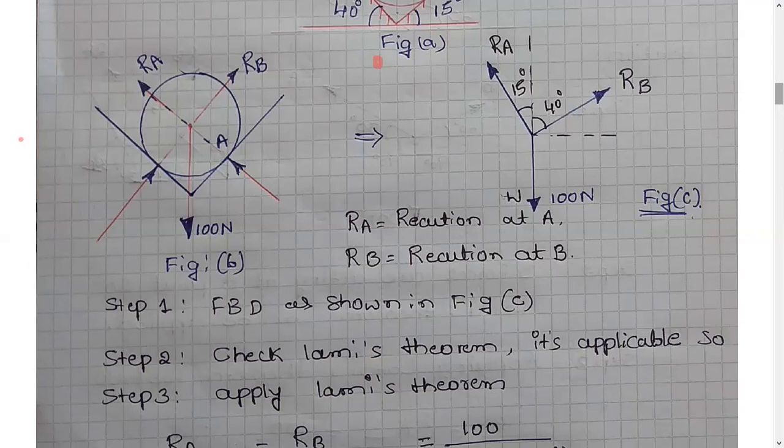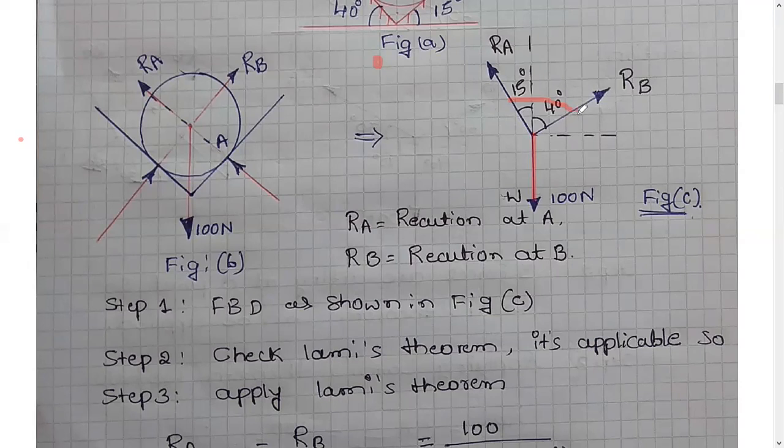So how to apply Lami's theorem? If three forces are acting at a point, then each force is directly proportional to the sine of the angle between the other two forces. If I consider the first one, that is 100 Newton, which is acting downward, as the first force, the angle made by the other two forces is 40 degrees plus 15 degrees, so 55 degrees.